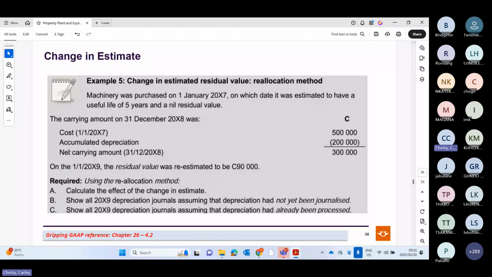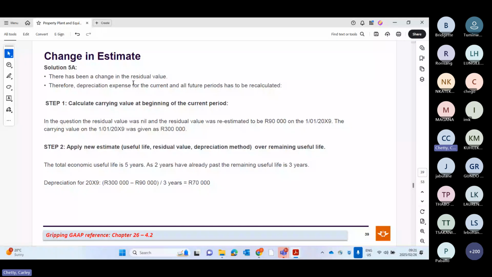So let's have a look at our steps. What has changed here? The residual value has changed. On 1 Jan 2007, the residual value was nil, but now on 1 Jan 2009, the residual value has been re-estimated to be 90,000. So the first step we need to do is to calculate the carrying value at the beginning of the current period. So we need to calculate the carrying value on 1 January 2009.